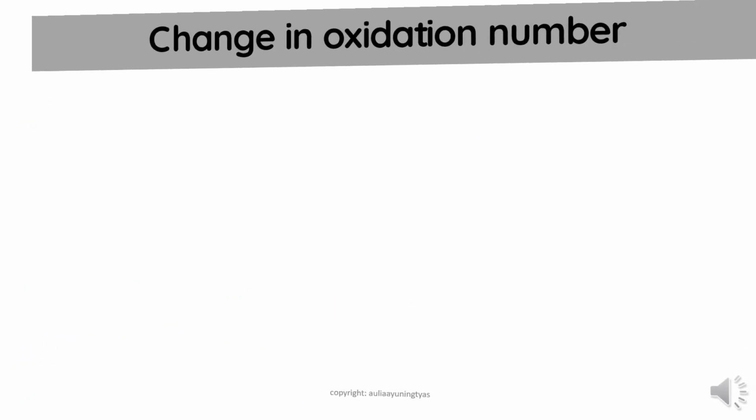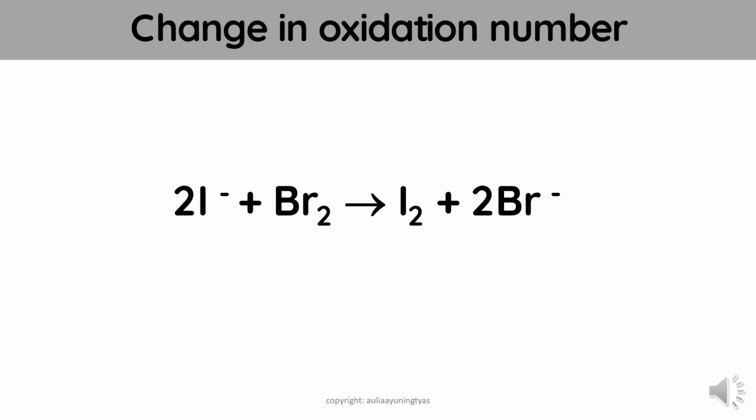So let's take a look at the full redox reaction. Before you determine which substance has oxidized or reduced, you have to deduce the oxidation number of each atom in the reaction given. Oxidation number of I is negative 1 as the charge of I ion is negative 1. Bromine is an element, therefore its oxidation number is 0. As in bromine, iodine also has oxidation number of 0. Bromide ion has oxidation number of negative 1.